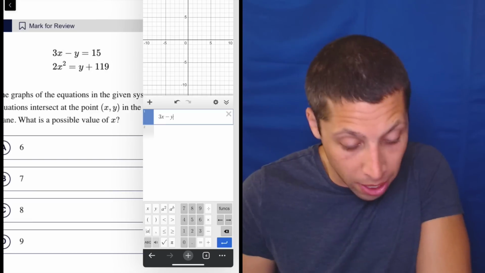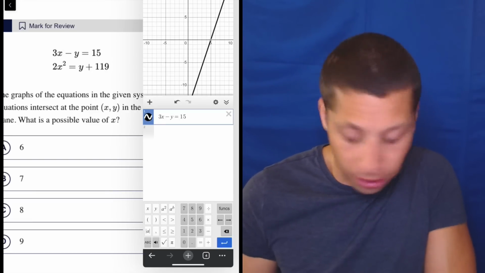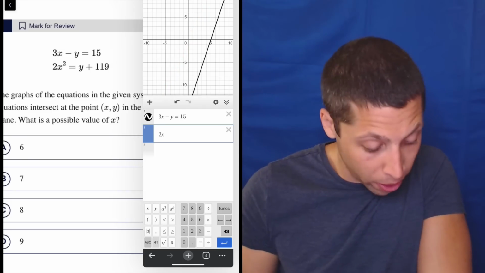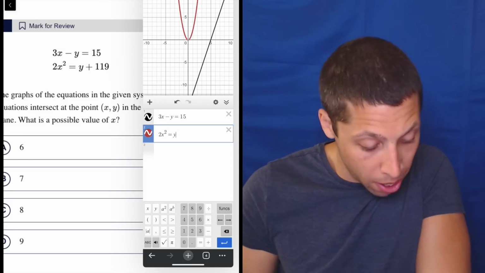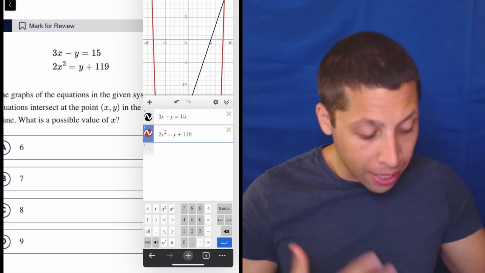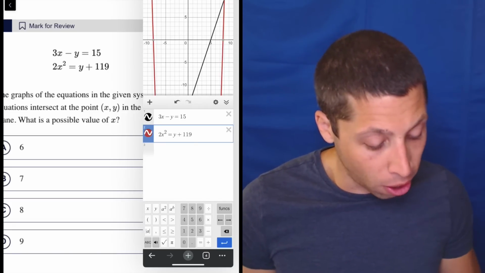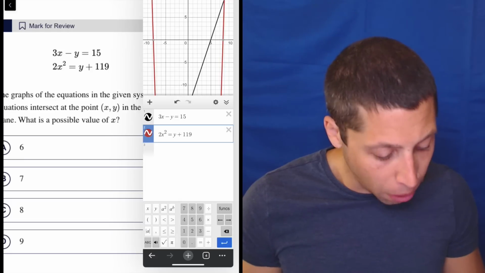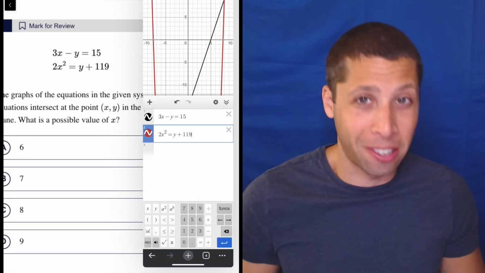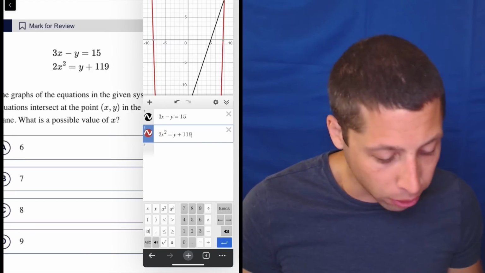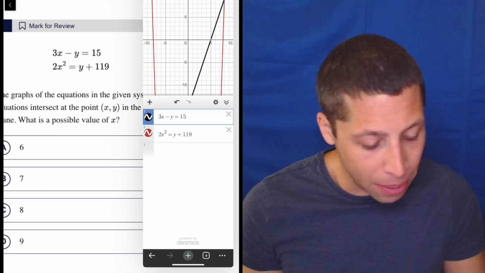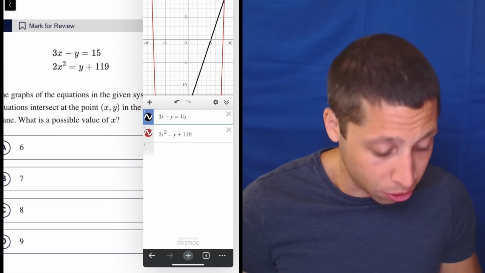3x minus y equals 15. We get a line, unsurprisingly. Other side, 2x squared equals y plus 119. So we can maybe see some of the intersections on the graph, but this is probably because we're going to zoom around, right? This is why the SAT, I think, puts big numbers in these things, to force you to move around the calculator. I have a tablet, so it's easy for me to click and drag, but basically, let's just see what we get, right?